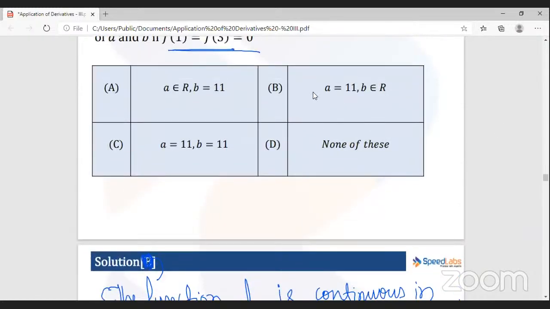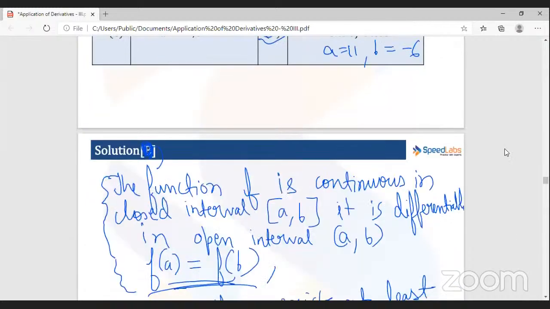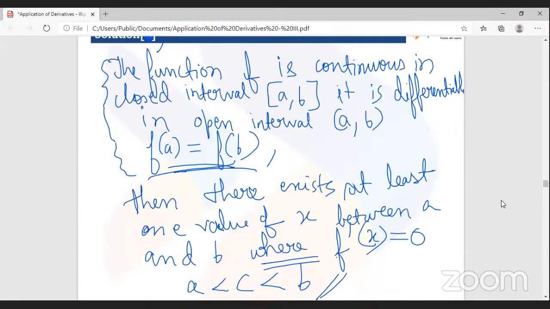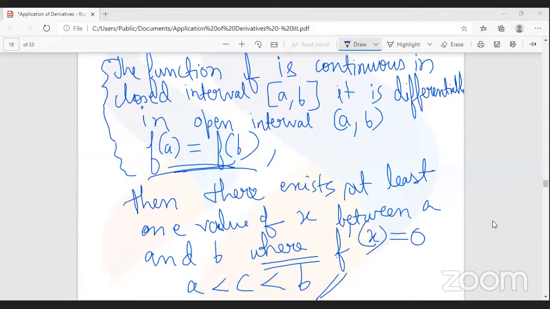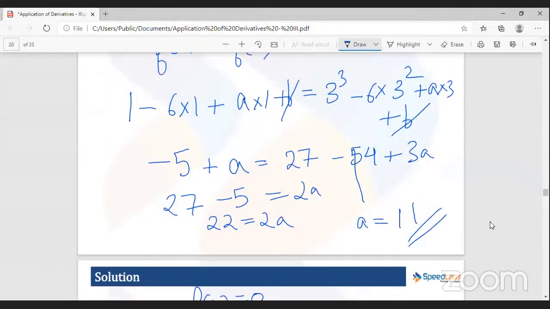So here a equals 11, okay, right? But b is not an element of R; that is in a general sense. So the correct option here is B, more specific: a equals 11 and b equals minus 6. So is the solution and Rolle's theorem clear to everyone? Or are there any doubts? Okay, great. So let's move on to the next question for today.